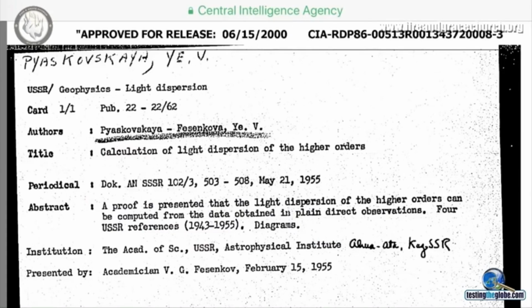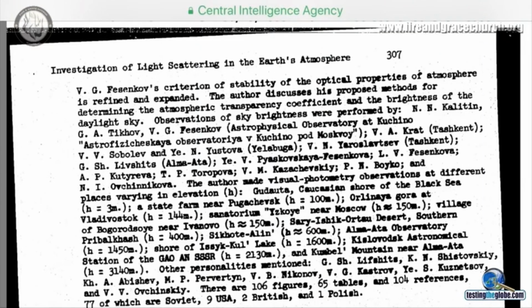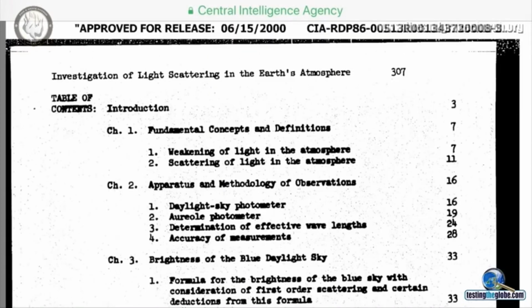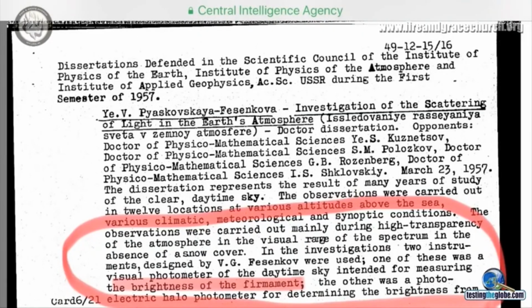Here's more of it here. Academy of Sciences, USSR, Astrophysical Institute. We're not fooling around here. Here's all these PhDs and scientists that are involved in this. Tells you a little more of the introduction, the table of contents. All right, it said the observations were carried out in 12 locations at various altitudes above the sea, various climate, meteorological, synoptic conditions. The observations were carried out mainly during high transparency of the atmosphere and the visual range of the spectrum, the absence of snow cover, and the investigations.